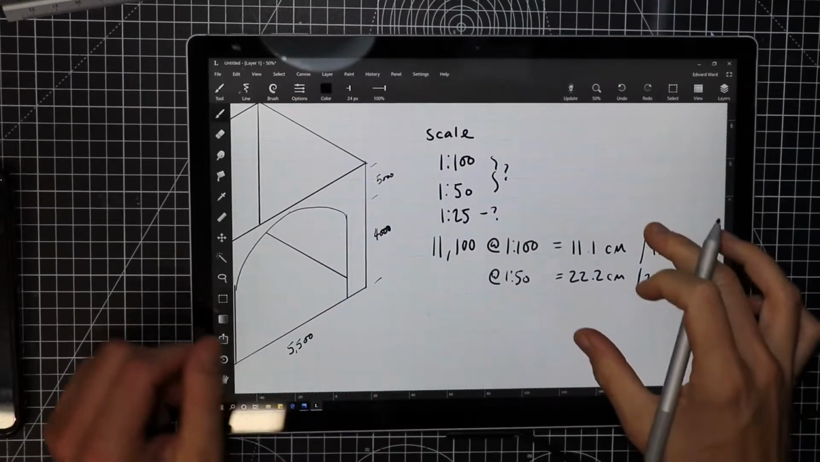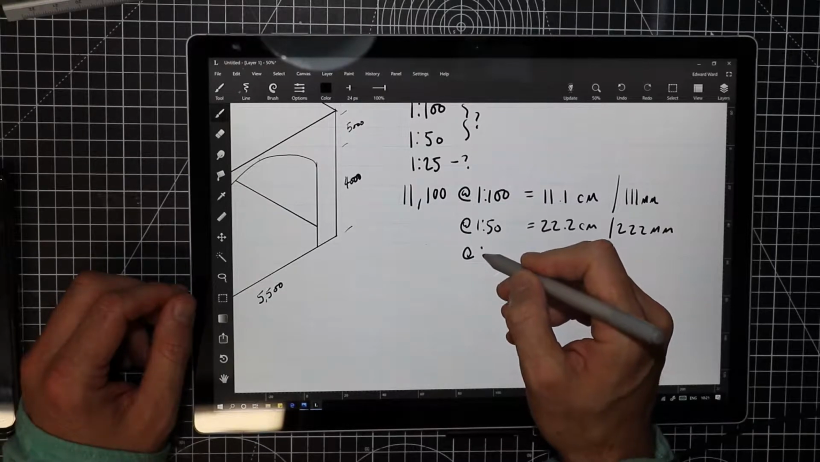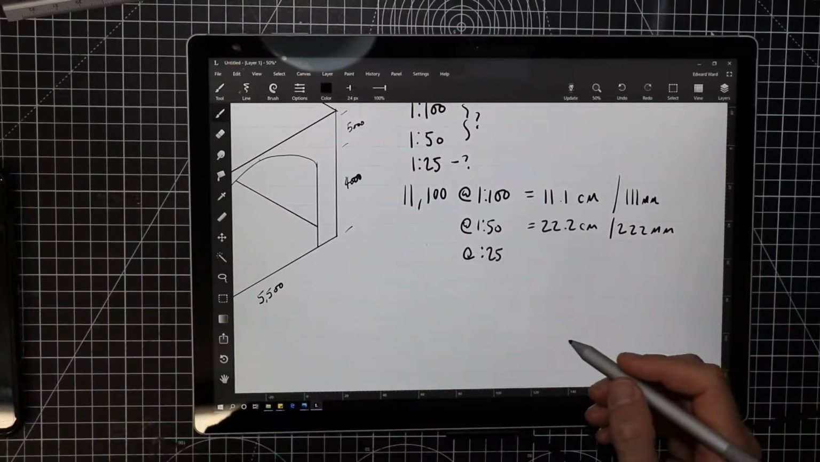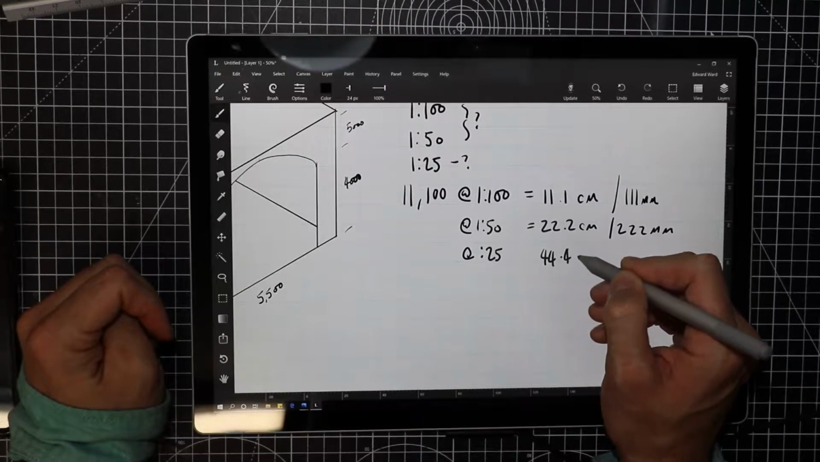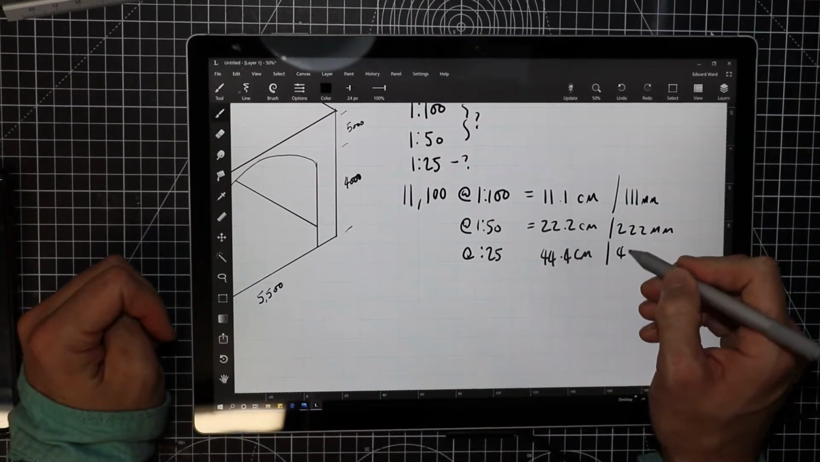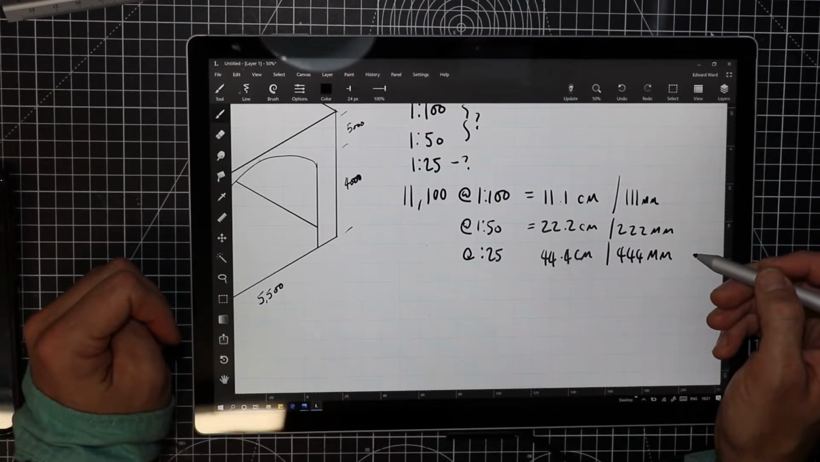Machine a little bit of juice. So 1 to 25, let's see what we can figure out. 1 to 25, that's going to be double again, isn't it? So that's going to be 4 centimetres, or 4 millimetres. Easy mode.